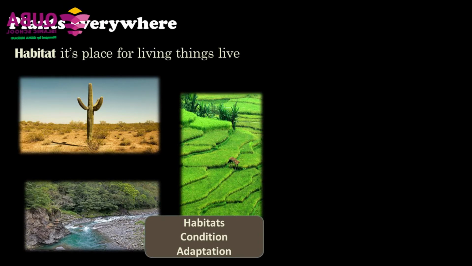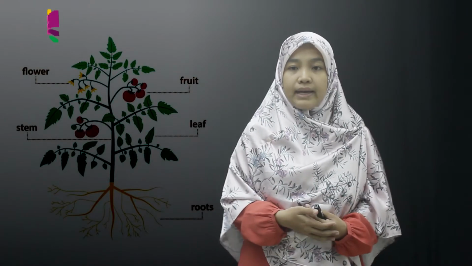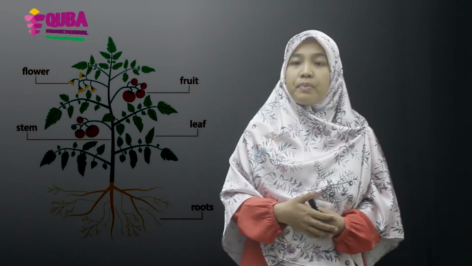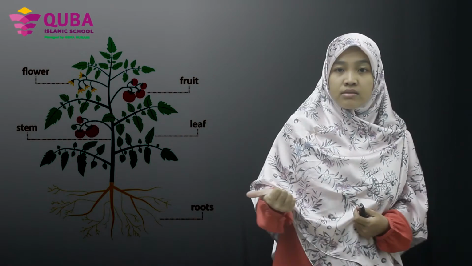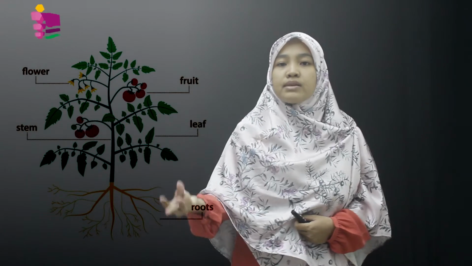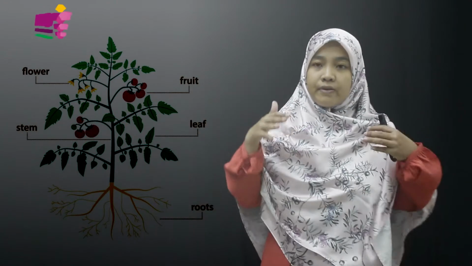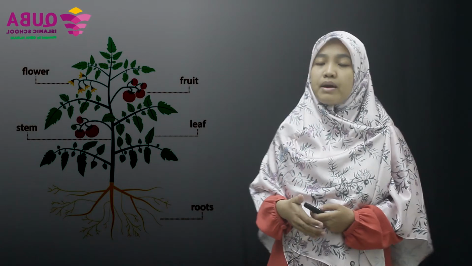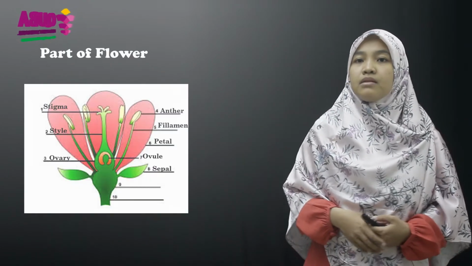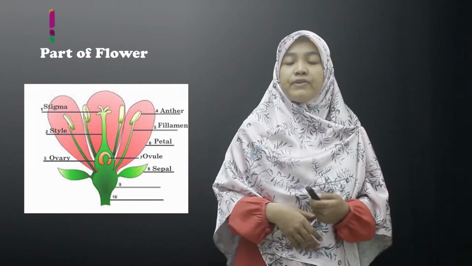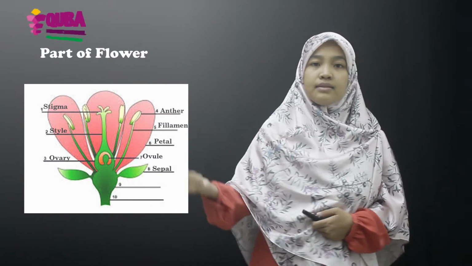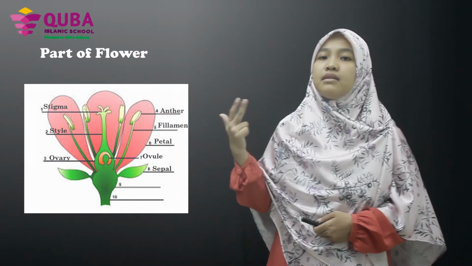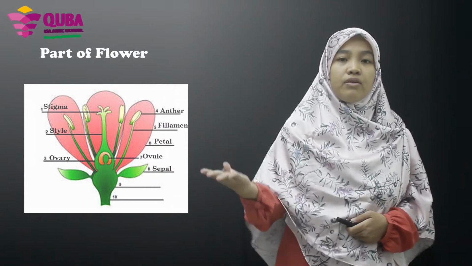Parts of a plant. Maybe in 4th grade or 3rd grade you already studied parts of a plant. This is the basic for parts of a plant. The first are the roots, leaf, fruit, flowers, and the stem. For this moment, I will study more about parts of a flower. The first parts are stigma, style, ovary, and the ovule.